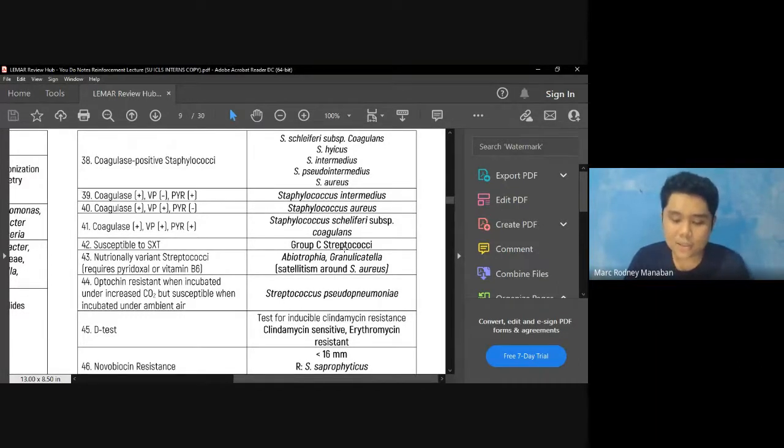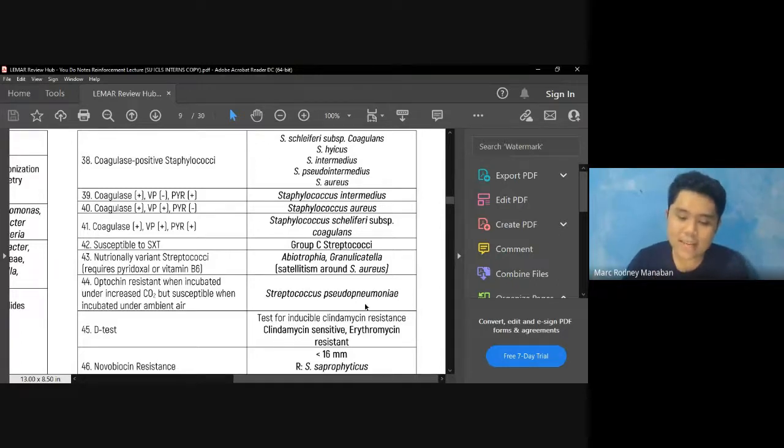All right, okay. Susceptible to SXT, or sulfamethoxazole-trimethoprim, is your group C streptococci. The other streps are usually resistant to SXT. Nutritionally variant streptococci, your Abiotrophia and Granulicatella, require pyridoxal, vitamin B6, in order to grow. And that is produced by your Staphylococcus aureus, so there is satellitism around Staphylococcus aureus colonies, because S. aureus produces the vitamin B6.